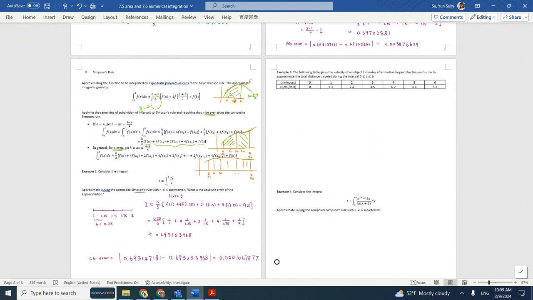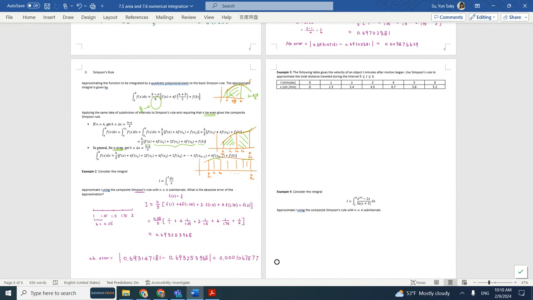So the Simpson's method approximation is better than the trapezoid method. Kind of makes sense because with the trapezoid method, you only use the secant line to approximate it. With Simpson's method, you're using a parabola. So the higher the degree, the better the approximation will be.